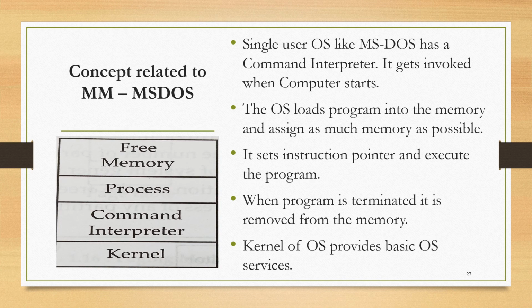This is a pictorial display of memory management of single-user MS-DOS. This is the kernel. This is the command interpreter. This is the process. This is the free memory. This is the memory allocated like this. A single-user OS like MS-DOS has a command interpreter that gets invoked when the computer starts. The OS loads the program into memory and assigns as much memory as possible, because there is no multi-user.